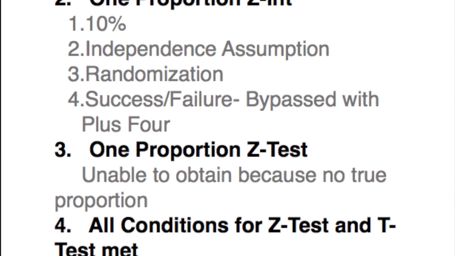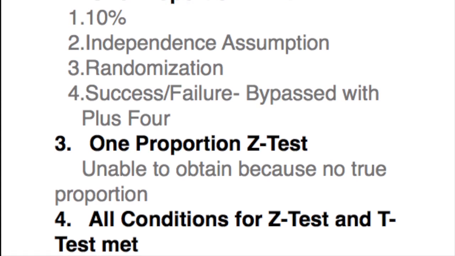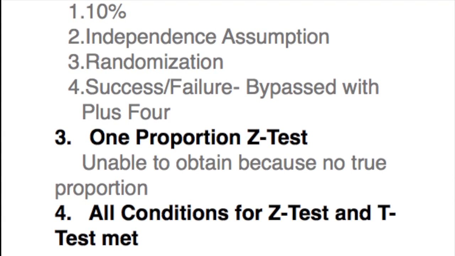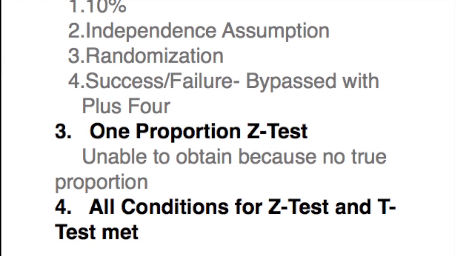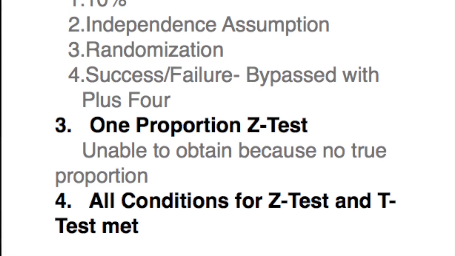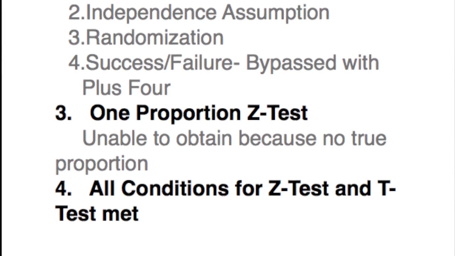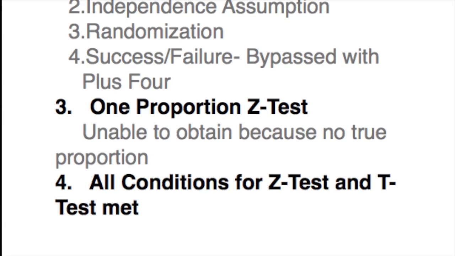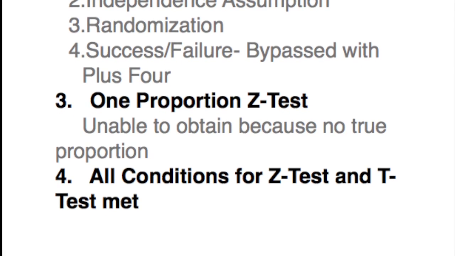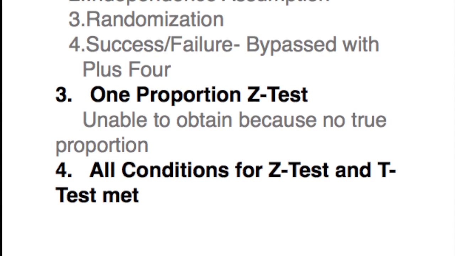This allowed us to use a small sample, making their mile time under 11 minutes count as a success, and over 11 minutes a failure. We tried to do a 1 proportion z-test, however, after searching online, we were unable to find the true proportion. All the conditions for a t-test and t-interval are met.